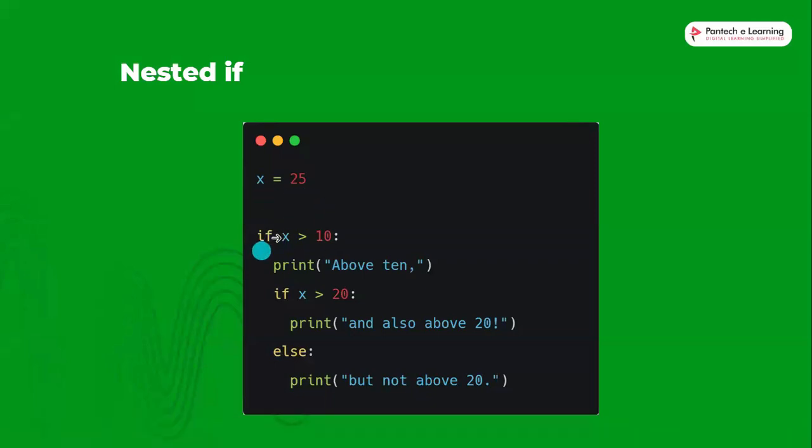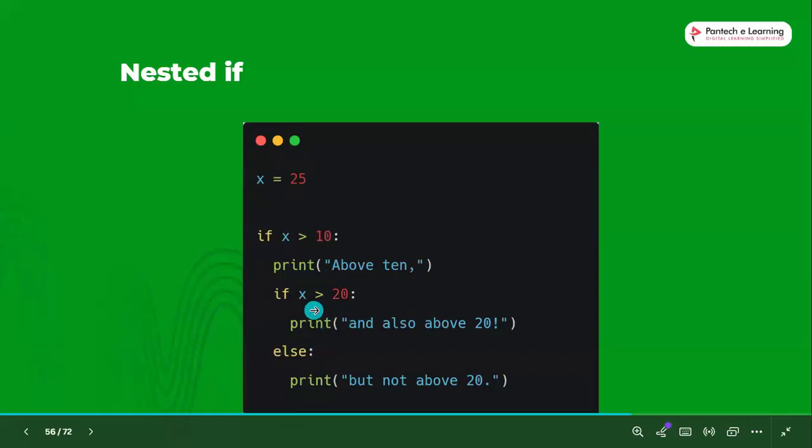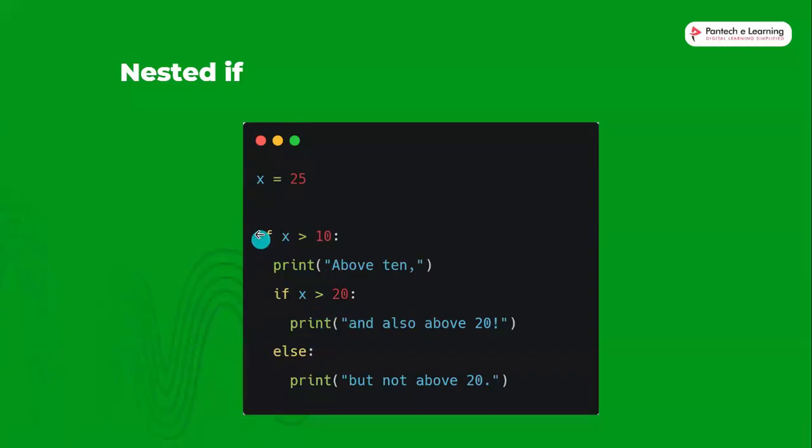First we check the condition: if x is greater than 10. First the condition will be checked. If the condition is true, it goes to the next condition. If there is an elif, it goes to the elif. But in this place we can create the inner if. This is the outer if, and we can create the inner if inside this particular if condition.